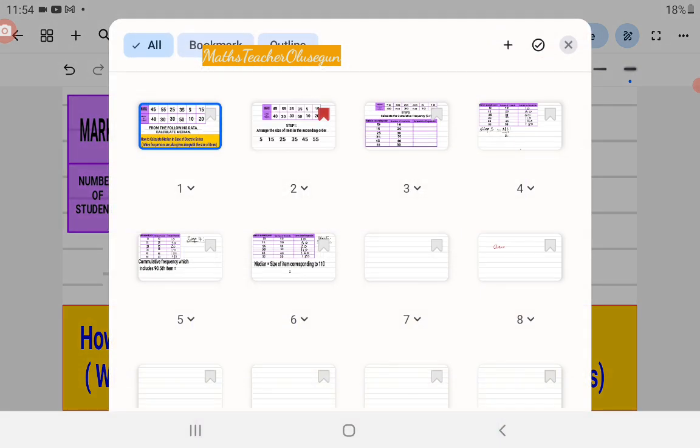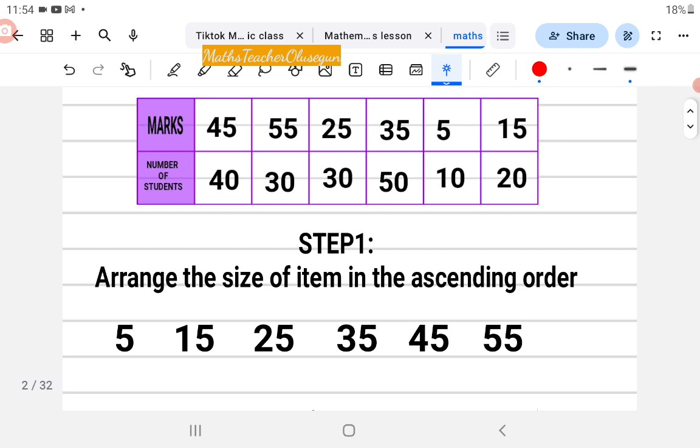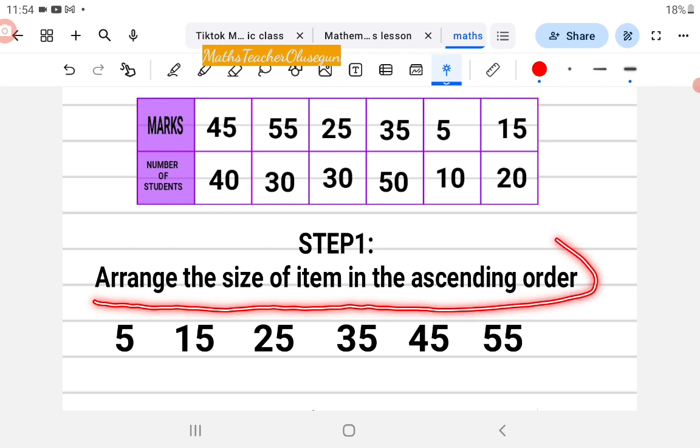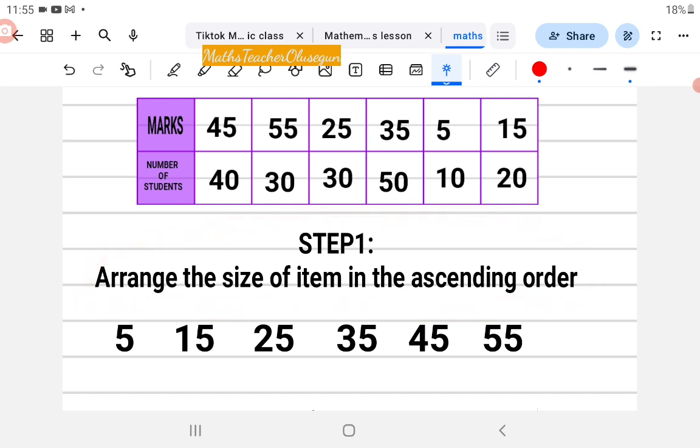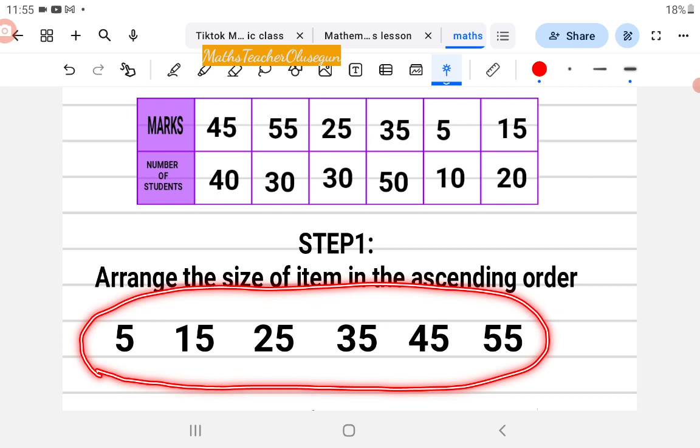Step 1. The first step that you must put in place is to arrange the size of item in ascending order. The size of item, they were the marks. The lowest mark from those students is 5. The next is 15. The next is 25. I have been able to arrange it in ascending order. You can arrange it in ascending order or in descending order. Any of these is approved.